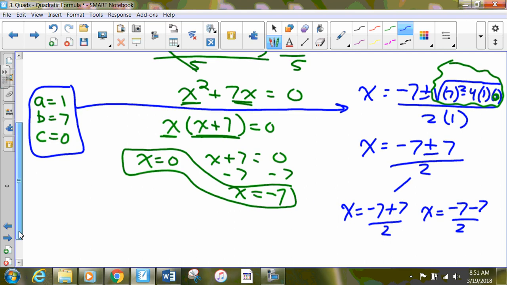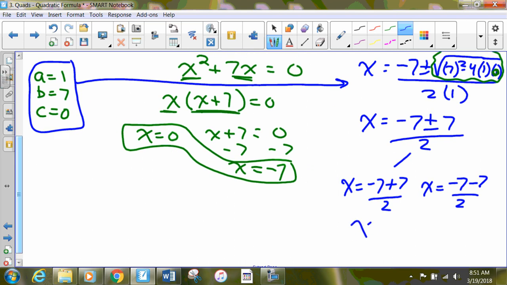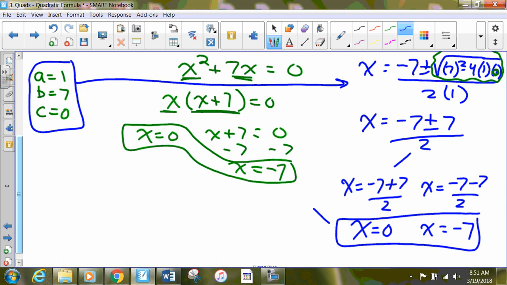So let's look at what we get. We get either x is equal to 0 when we put that into the calculator, or x is equal to negative 7. Oh, shocking, right? Both methods give us the same answer. Whether we factor out the GCF or use the quadratic formula, the answers are the same. I love math. It's so cool.